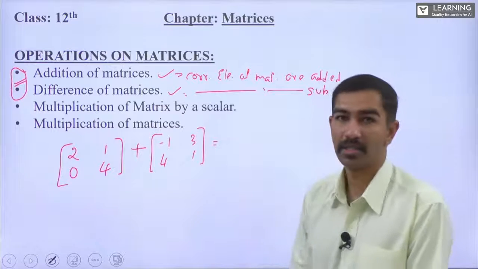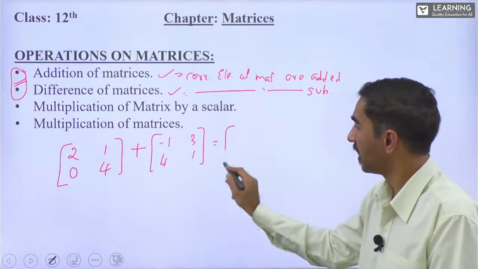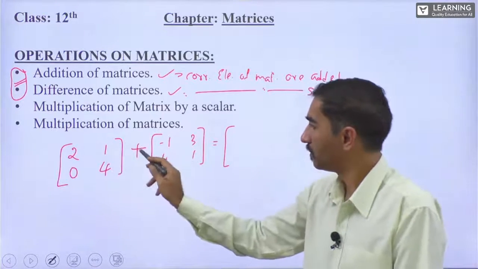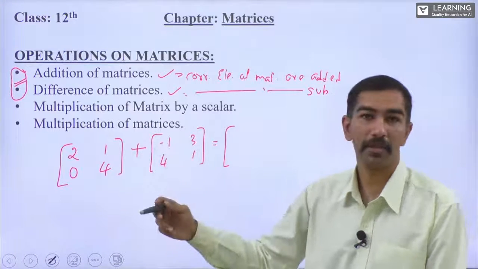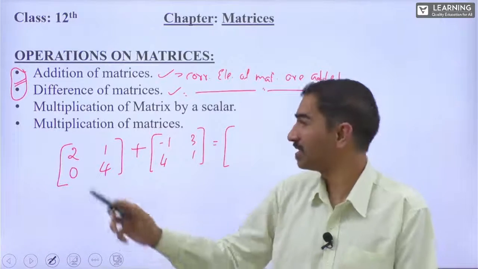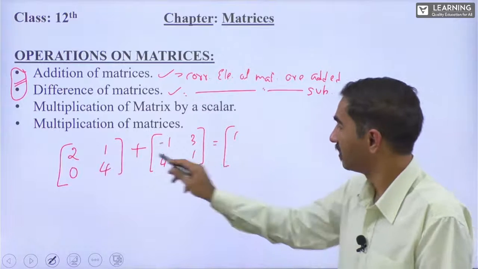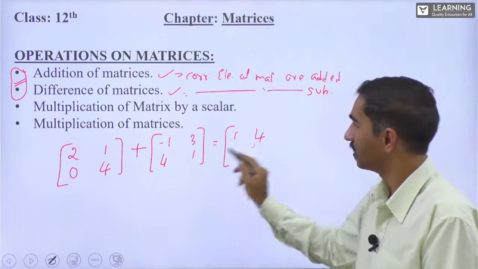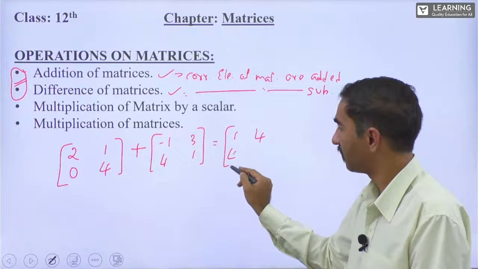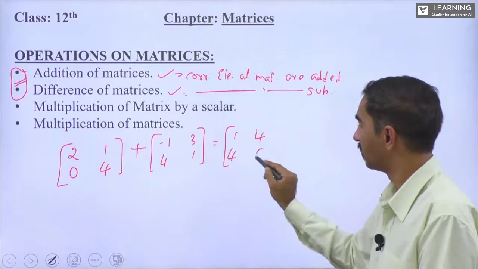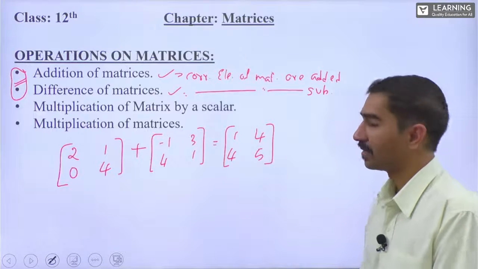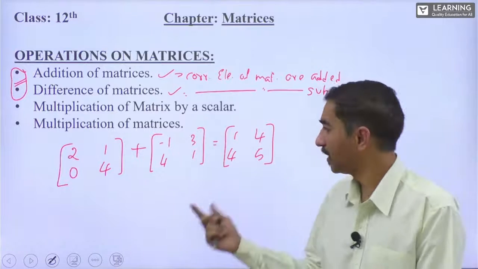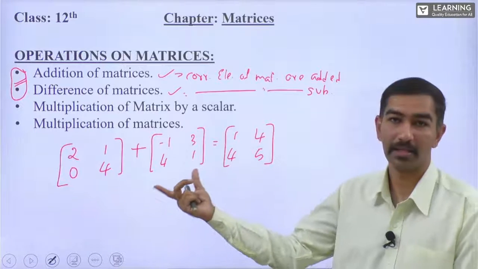This will give us what, students? Okay, corresponding elements must be added up. 2 plus of minus. So what is plus of minus? Yes, it is minus. 2 minus 1 is equal to 1. 1 plus 3 is equal to 4. 0 plus 4 is equal to plus 4. 4 plus 1 is equal to 5. Corresponding elements are added and we got the sum of the matrices.